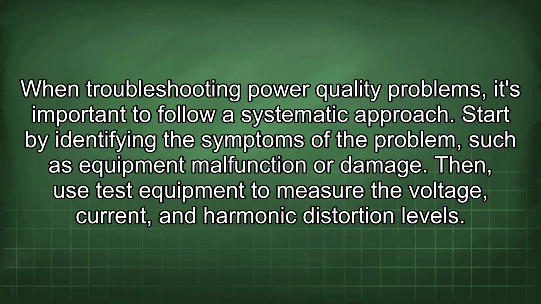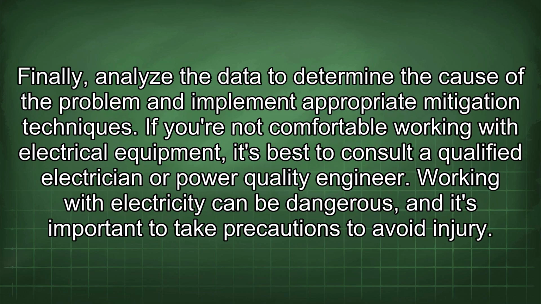When troubleshooting power quality problems, it's important to follow a systematic approach. Start by identifying the symptoms of the problem, such as equipment malfunction or damage. Then use test equipment to measure the voltage, current, and harmonic distortion levels. Finally, analyze the data to determine the cause of the problem and implement appropriate mitigation techniques. If you're not comfortable working with electrical equipment, it's best to consult a qualified electrician or power quality engineer. Working with electricity can be dangerous, and it's important to take precautions to avoid injury.